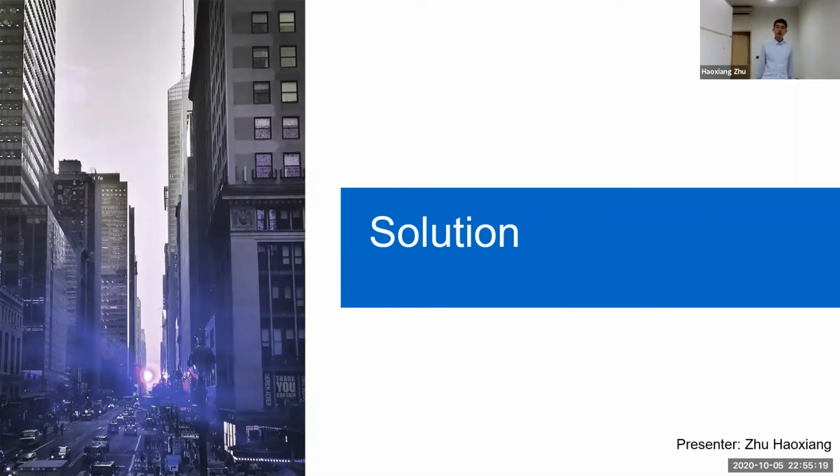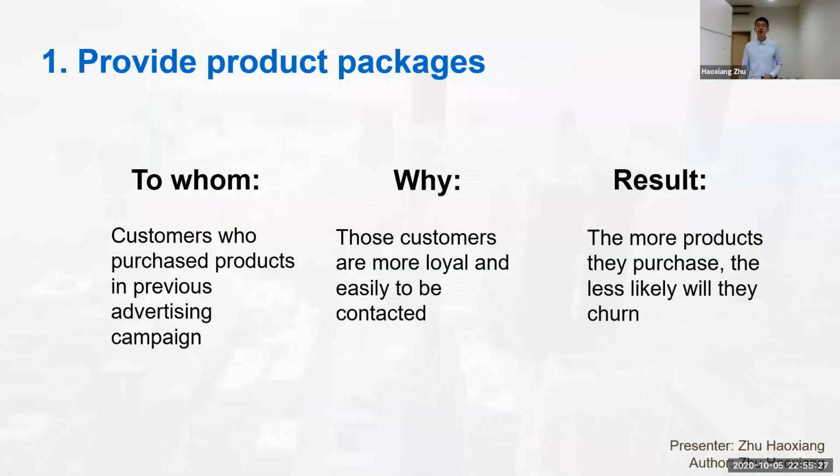Now, please allow me to introduce our complete solution based on our previous data analytics. Number one, provide product packages. WhiteRock could pack various products into some packages and advertise those packages to those customers who subscribed to the products in our previous advertising campaign. These customers are more likely to be contacted successfully, and WhiteRock could use methods like bonuses to encourage their consumption. When they purchase more products, the probability of churning will decrease.